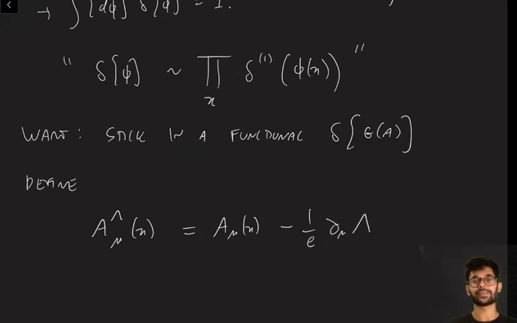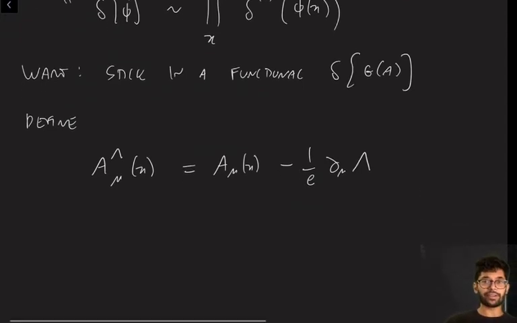So I take A and shift it by d lambda. This is the gauge transformed version of A. Next, what we do is we now consider the following very, very fancy way to write the number 1.